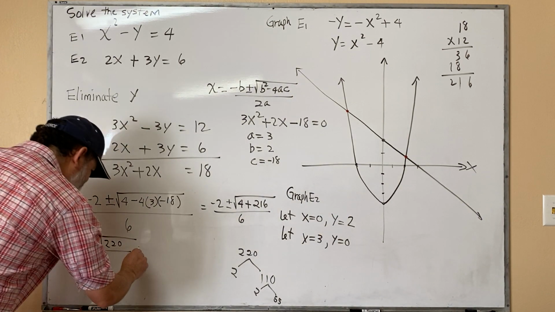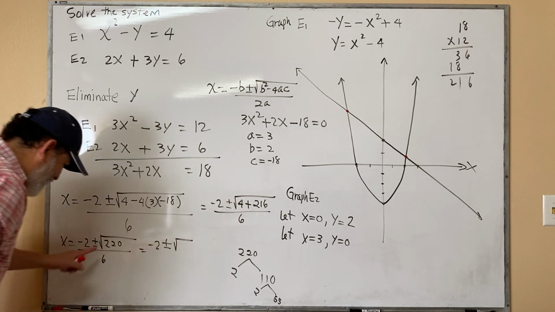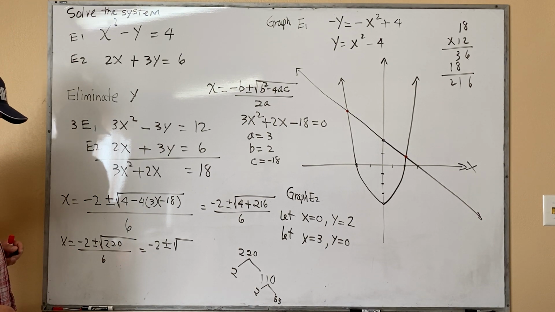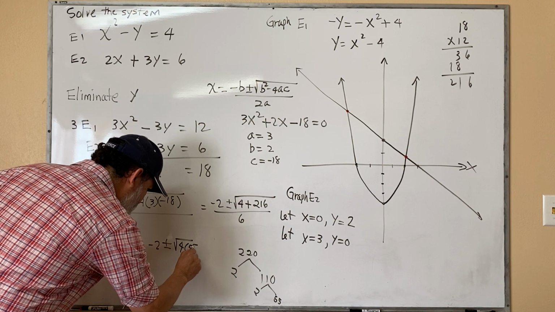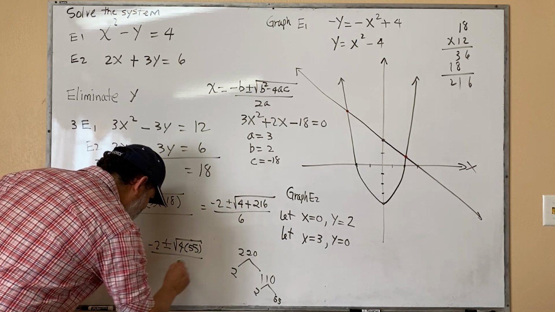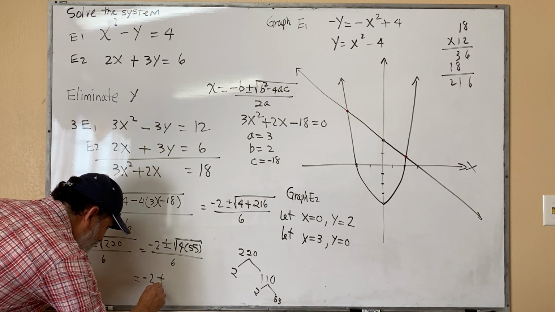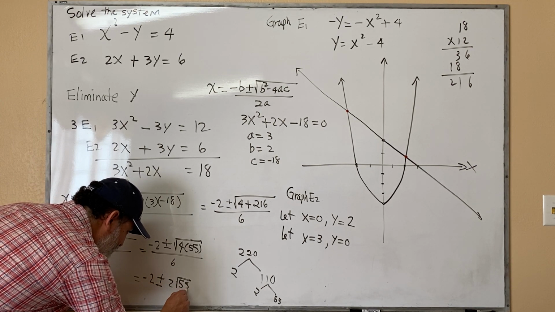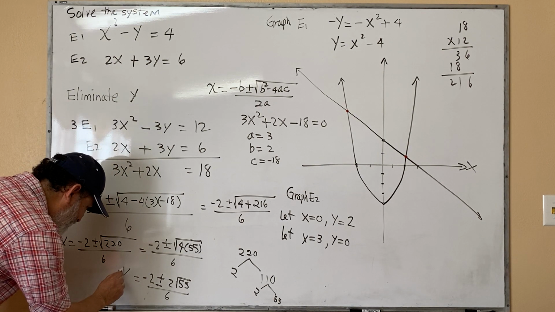So therefore, this 220, this negative 2, plus minus the square root of, this is 4 times 55. And what is the square root of 4? Let me write it. 4 times 55 divided by 6. So this is negative 2 plus minus 2 the square root of 55 divided by 6. Okay? That's what your x is.